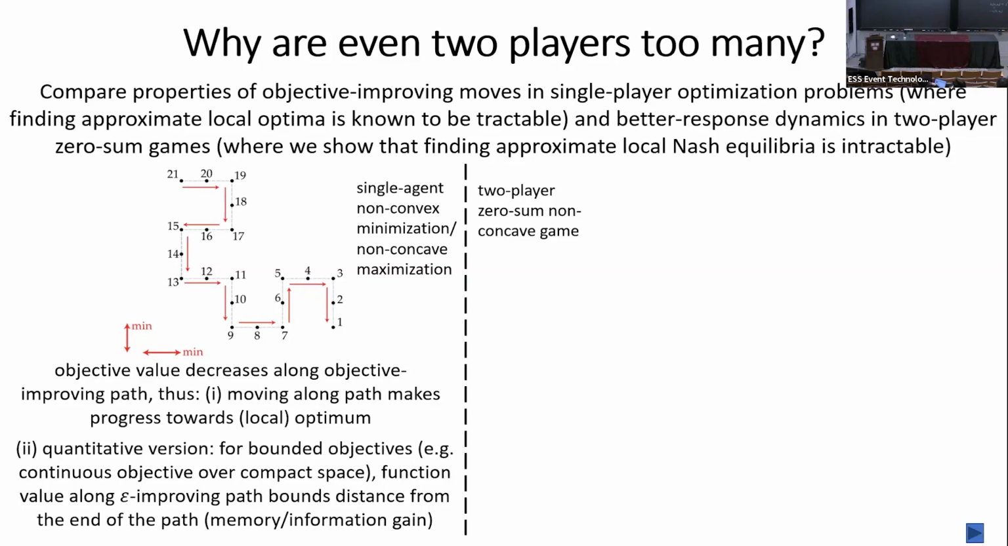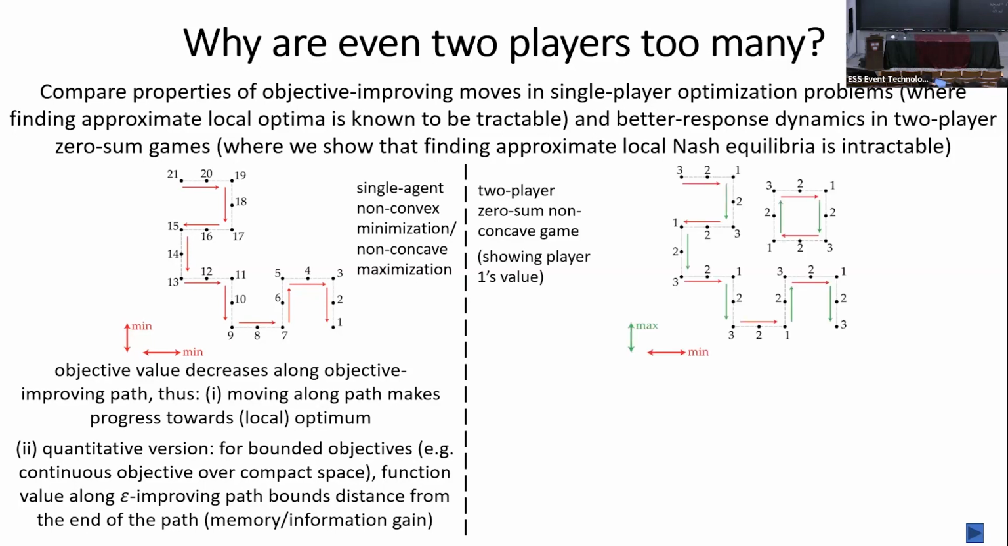So I'm going to plot again, I'm going to consider again a zero-sum game, and I'm going to show you. Now I'm going to have the minimizing player move on the horizontal axis and the maximizing player move on the vertical axis, and I'm going to show you the utility of the minimizing player. So along horizontal moves, because the minimizing player is playing, my objective has to go down, because for the minimizing player to make those moves, it has to be good for them. So the objective goes down.